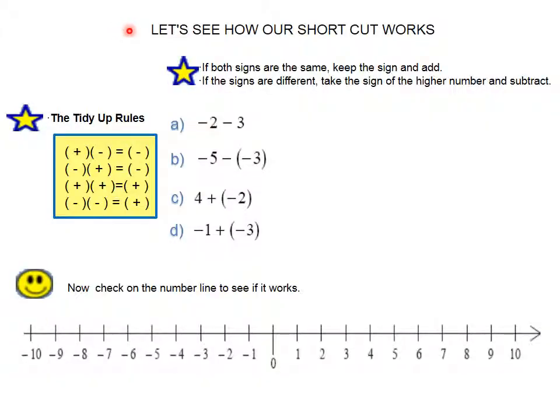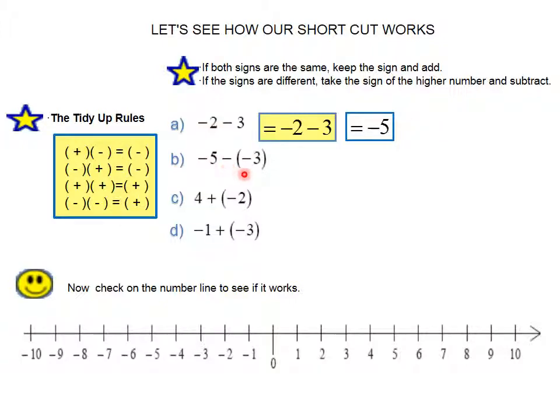Let's see how our shortcut works. First, we're going to apply the tidy up rules to our examples, and then we're going to apply our shortcut rules. Let's look at part A, -2 and -3. We don't have to apply any tidy up rules because there isn't two signs in the middle. So -2 and -3. Both signs are the same, so we're going to keep the sign and add the two numbers. So we're going to keep a negative for our answer, and we're going to add 2 plus 3, which is 5. So our answer should be -5.